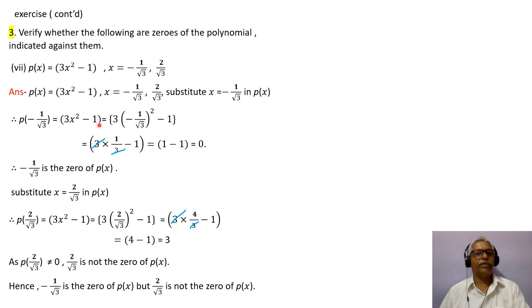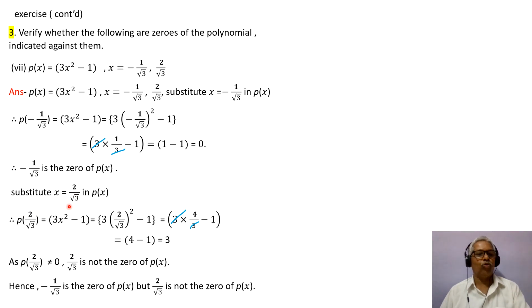We again copy this thing here. Okay, so p of minus 1 upon root 3 in 3x square minus 1 will be equal to 3 into, you will need a bigger bracket here, minus 1 upon root 3 square minus 1. So if you solve this, we get 3 into 1 upon 3, since root 3 square will be 3. Okay, minus sign will go, minus 1, so it is 1 minus 1 is 0. As value is 0, minus 1 upon root 3 is the 0 of p(x). Therefore minus 1 upon root 3 is the 0 of p(x).